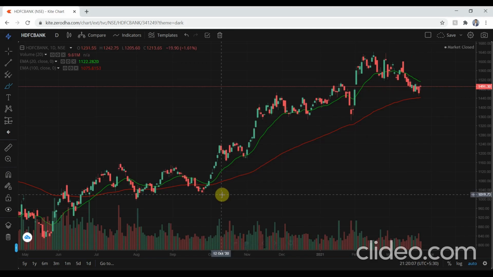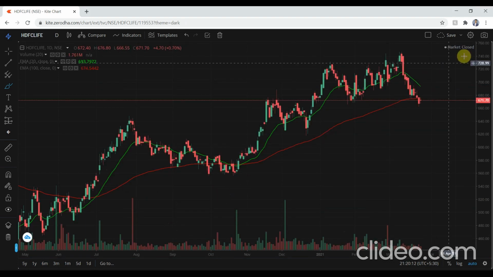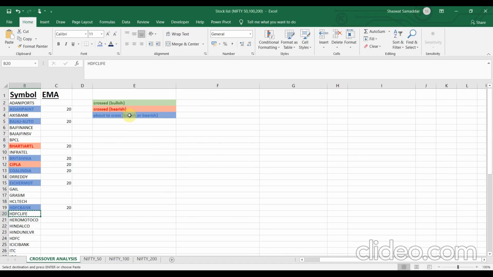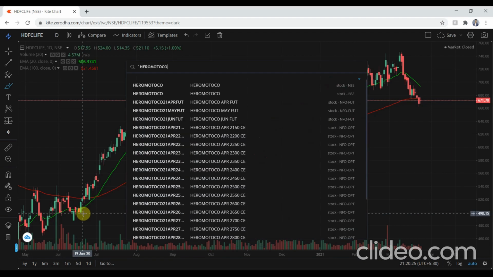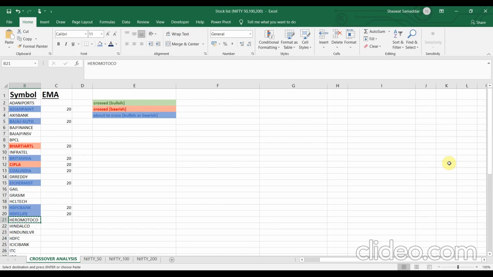HDFC Life. Paste the company name. Okay, so again, HDFC Life can show a crossover in the coming days. Next is Hero Motocorp. Okay, so it has shown the crossover. The 20 EMA has crossed the 100 EMA. So we'll mark it as red because it's a bearish sign.